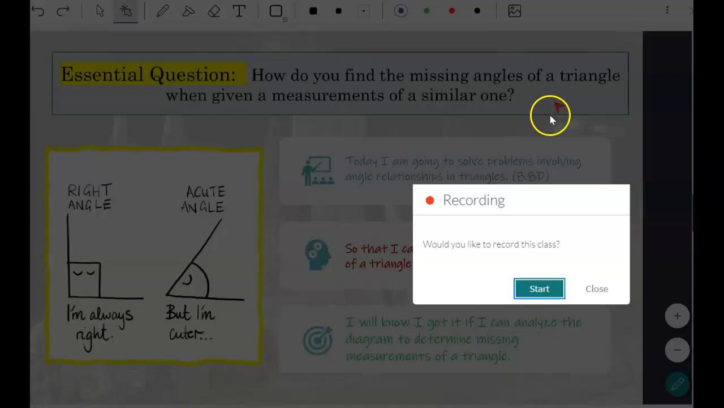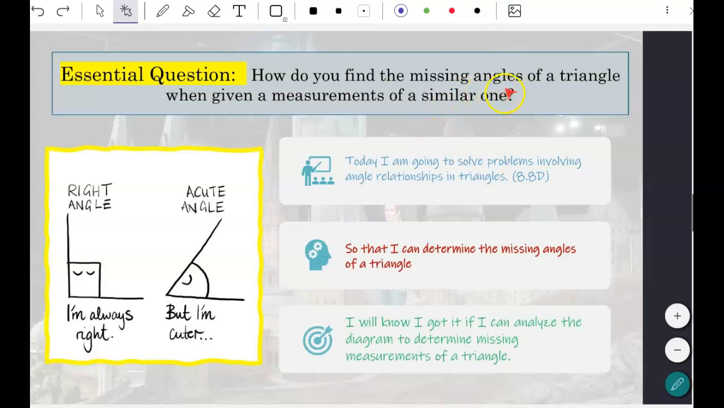So today's essential question: how do you find the missing angles of a triangle when given a measurement of a similar one? Today, I am going to solve problems involving angle relationships in triangles so that I can determine the missing angles of a triangle. I will know I got it if I can analyze the diagram to determine missing measurements of a triangle.